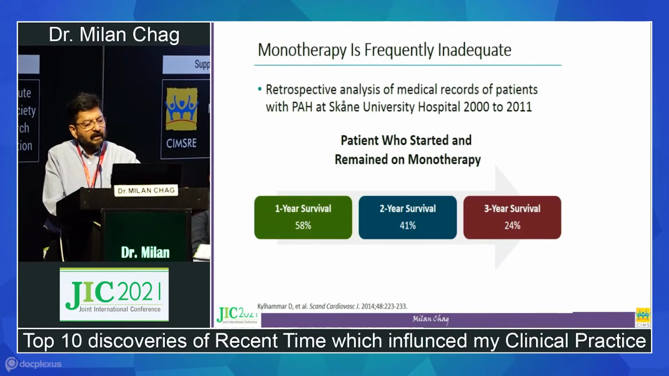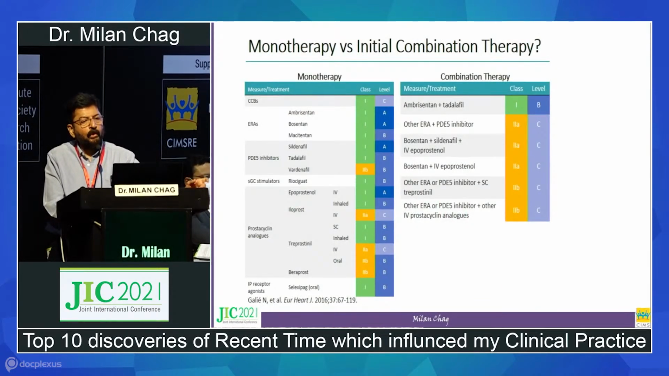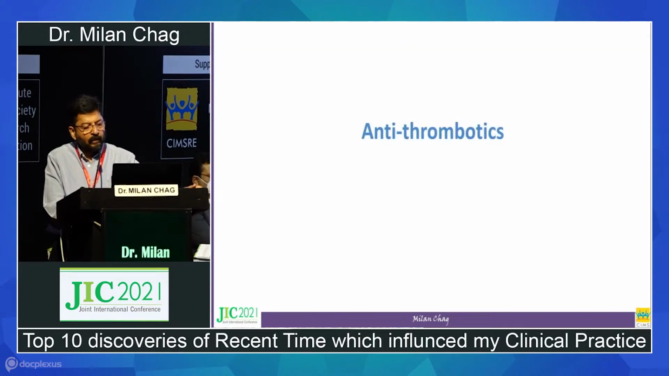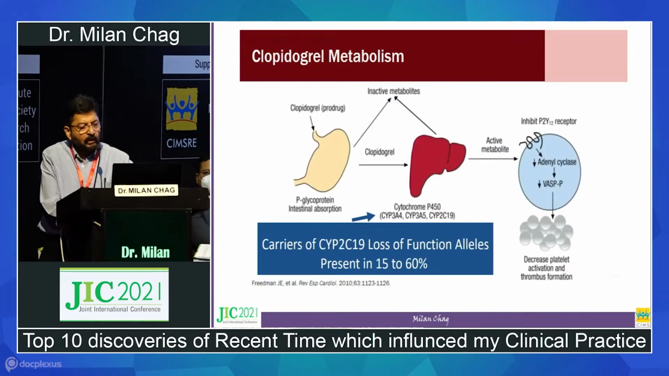Initially, the guideline was saying to give monotherapy, then add something. But monotherapy has very poor survival. 1 year survival is just 60%, and at 3 years, almost 75% of people are dead because of PAH if you give monotherapy. So now all guidelines say don't start with monotherapy, start with combination. It is combination therapy of these 3 pathways. It is a class 1 or class 2 indication in all guidelines. So always combine from day 1. Don't go by the step care approach. And what about antithrombotics?